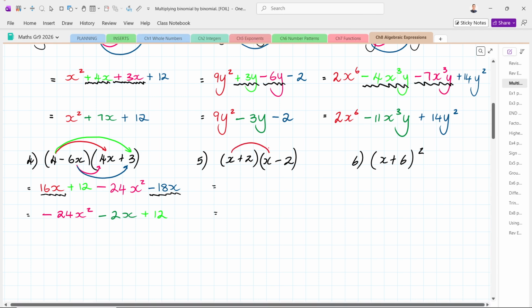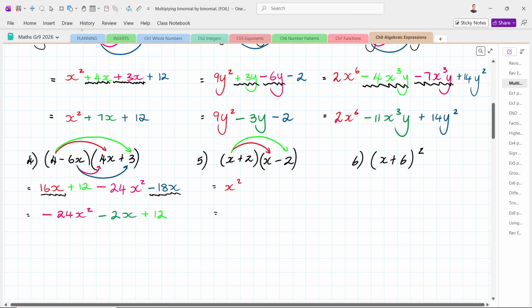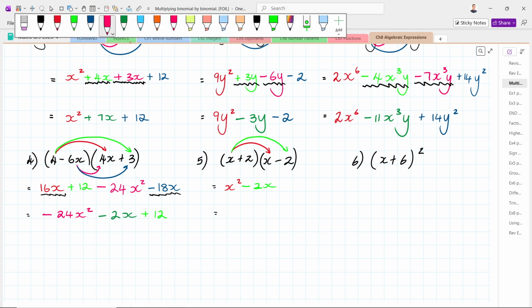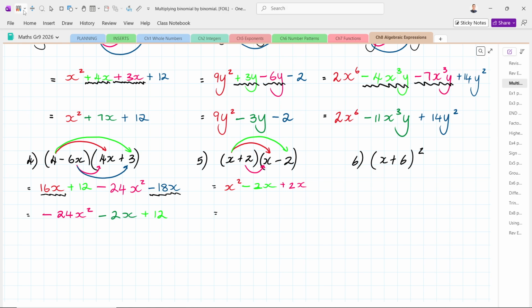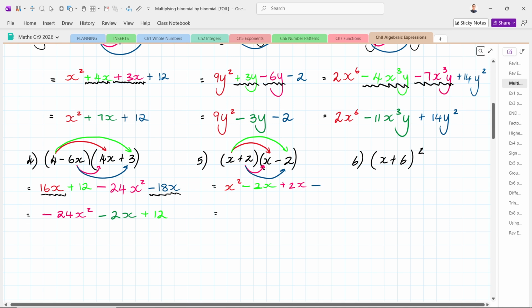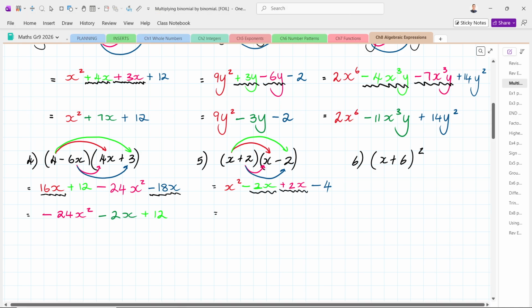But for now, firsts, x times x, x squared. Outers, x times negative 2, negative 2x. Inners, 2 times x, positive 2x. And lastly, the lasts, positive times a negative is a negative, 2 times 2 is 4. And we've got our like terms.